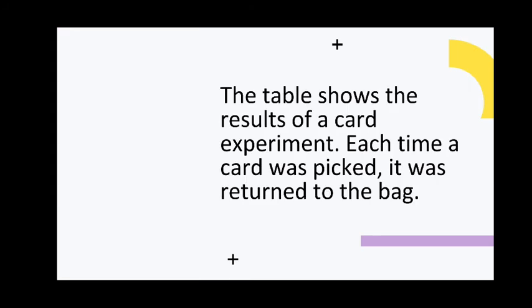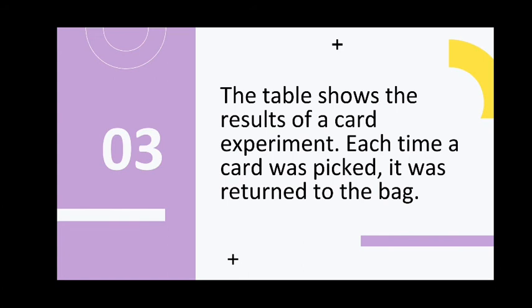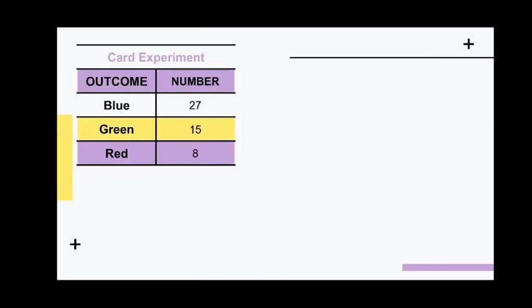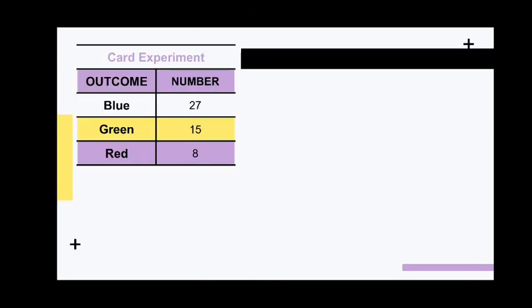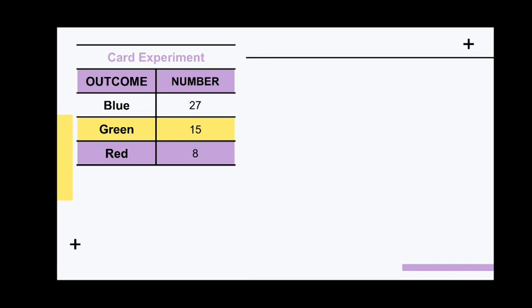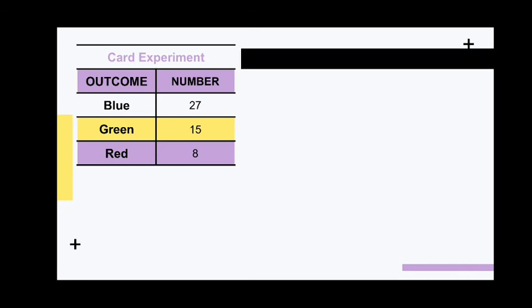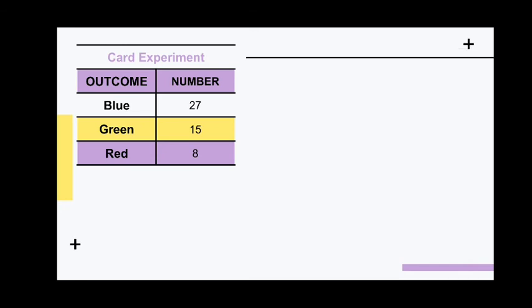Example number 3. The table shows the results of a card experiment. Each time a card was picked, it was returned to the bag. This is the table. Yung first column ay outcome or the colors, which are blue, green, and red. And yung second column naman ay ang corresponding number of times na na-picked sila.